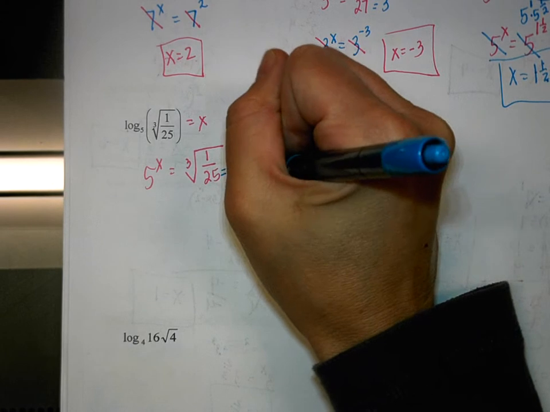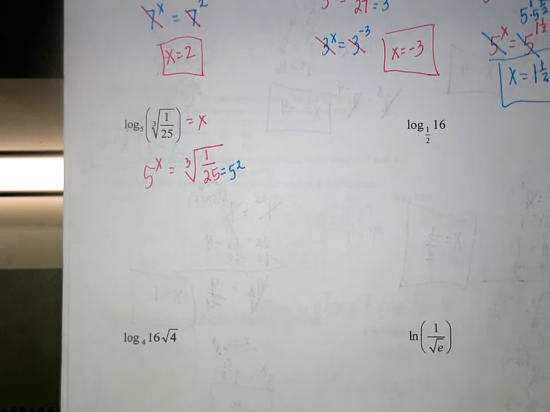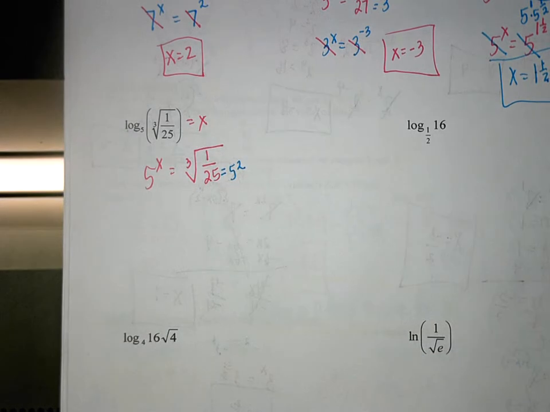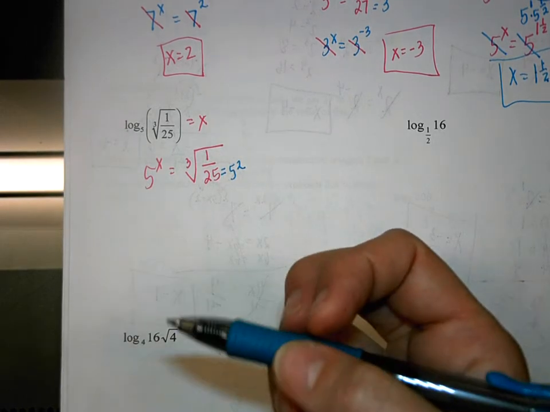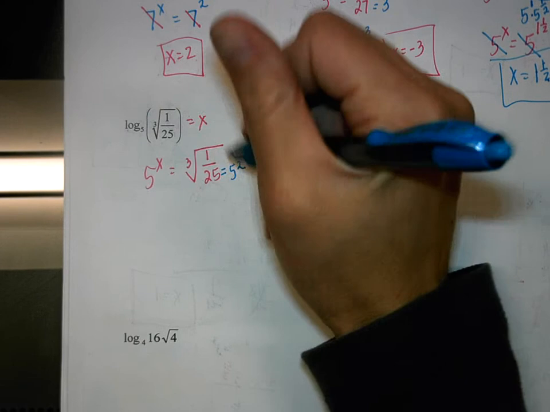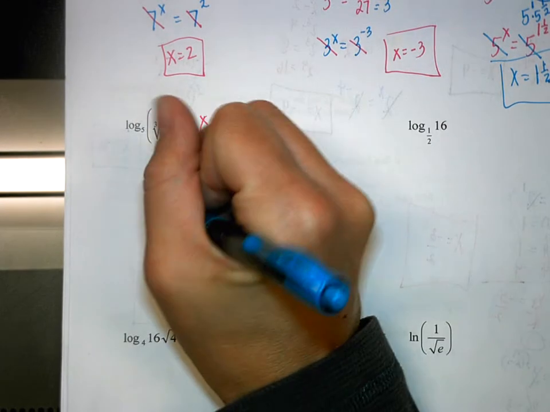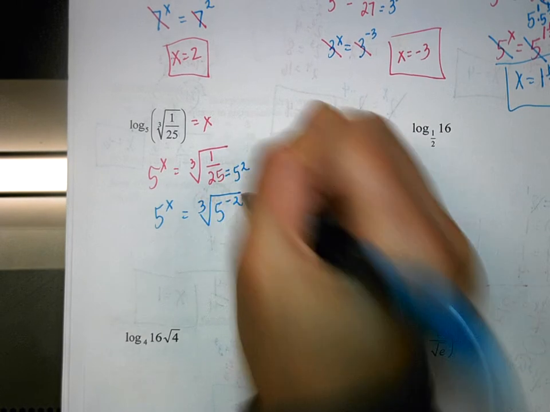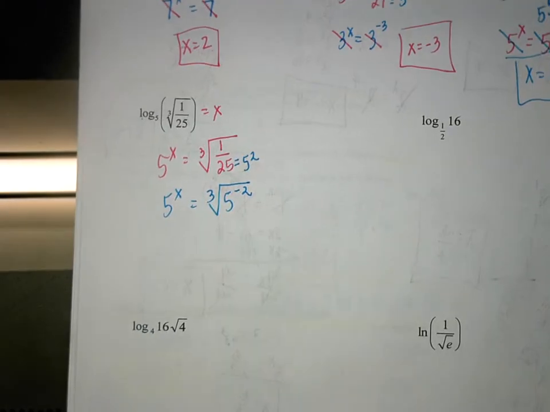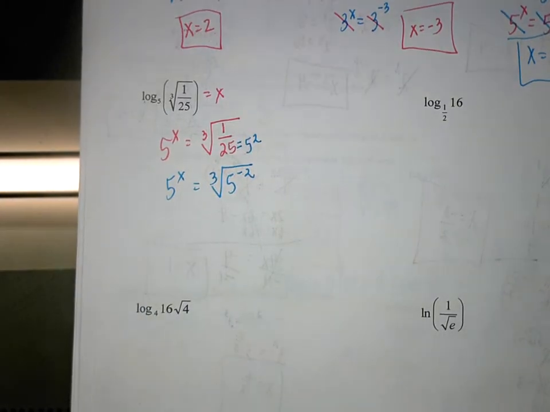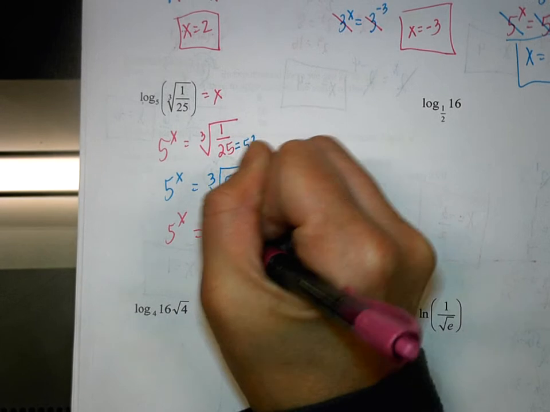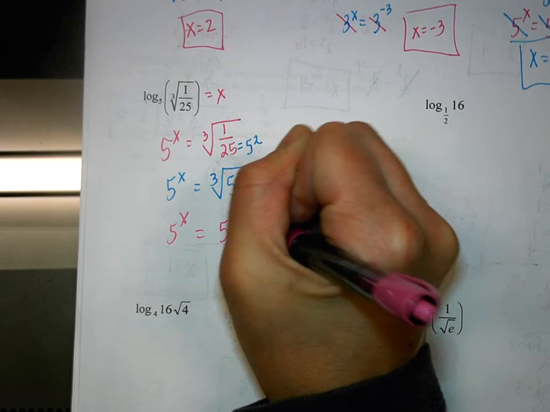5 squared. Good. Okay, and so now if I want to get rid of that fraction, what do I do? We move it up, and so it would end up being what? A negative 2. Okay, so I have 5 to the x equals the cubed root of 5 to the negative 2. And then what would I do now? Negative 2 over 3. Very good. Change it to exponential form. And so we have 5 to the x equals 5 to the negative 2 over 3.